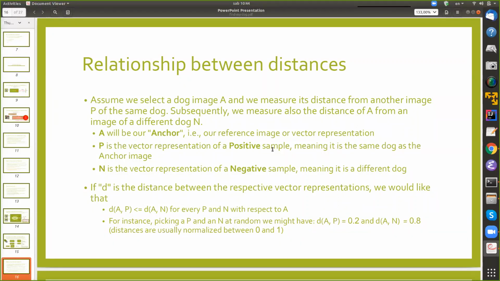This is very important. And lastly, we will give the network for training also negative samples. A negative sample is another set of images of different dogs. So the anchor is the reference. Additional images of the same dog are positive samples. Additional images of different dogs are negative samples.